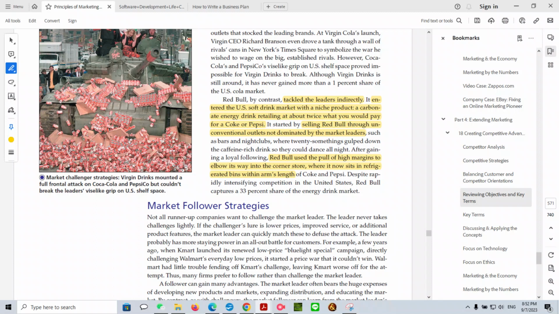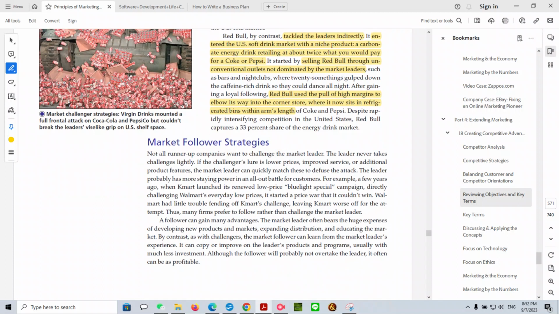And then finally, we have the market follower strategies. Not all the runner-up companies want to challenge the market leader. The leader never takes challenges lightly. If the challenger's lure is lower prices, improved service, or additional product features, the market leader can quickly match these to diffuse the attack. The leader probably has more staying power in an all-out battle for customers.